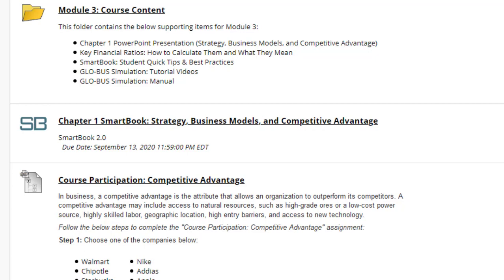We're now introducing the textbook to you this week. Review the Chapter 1 PowerPoint presentation. I have key financial ratios for you to review, information about the smart book that you'll be utilizing throughout the course for the e-text, and the global simulation information. Again, continue reviewing that as well.